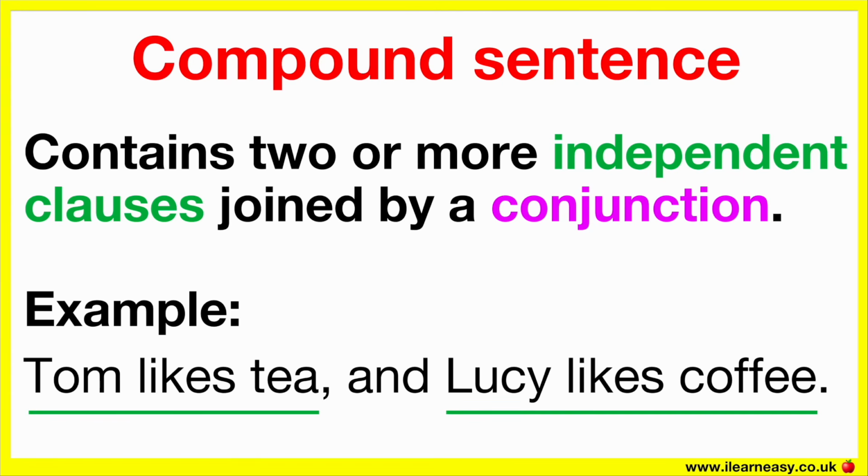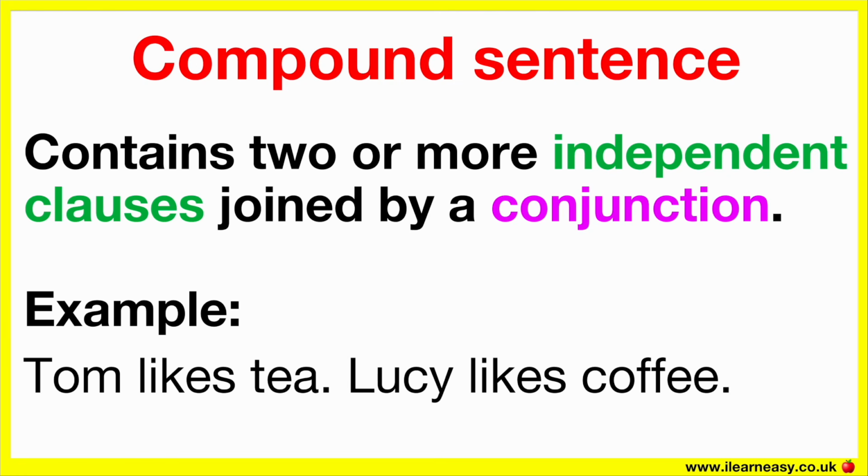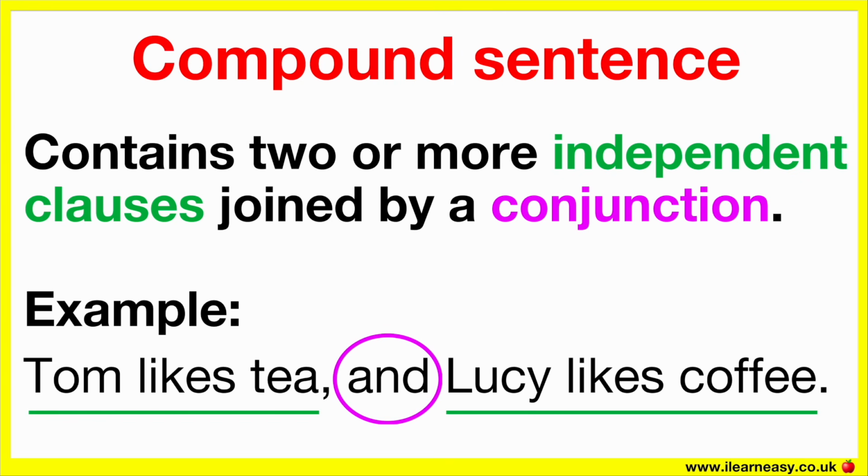We can write the two independent clauses as two simple sentences, like this: Tom likes tea. Lucy likes coffee. But to form a compound sentence, we join the two independent clauses using a conjunction. In this example, the conjunction is and. Tom likes tea and Lucy likes coffee. Remember that the comma is placed before the conjunction.